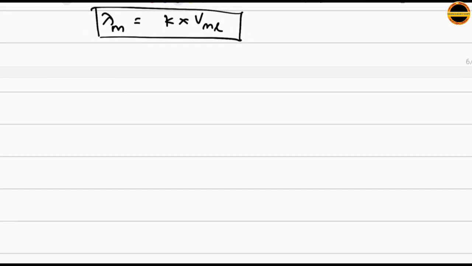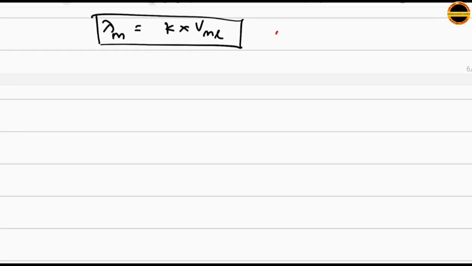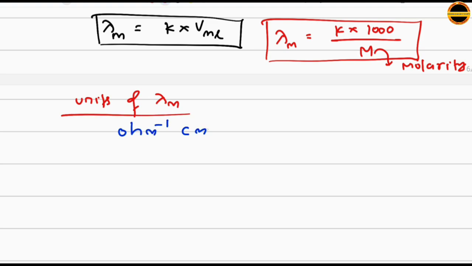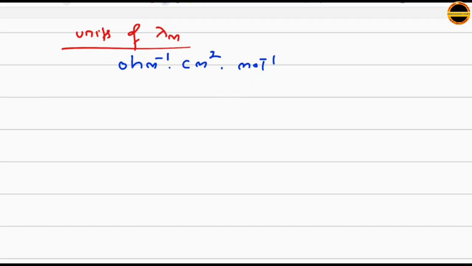Further, if we modify it in terms of molarity, the final formula we need to remember for molar conductivity is K into 1000 by capital M, where capital M is molarity. And the units of lambda m, which are important here, are ohm inverse, centimeter square, and mole inverse. Units of molar conductivity.